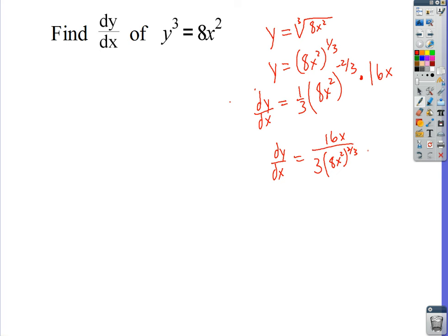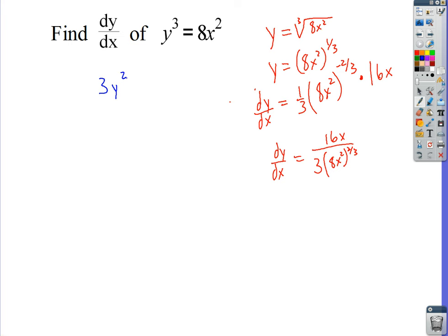But what if there's another way? And there is. I don't have to solve for y. What I can do is say from the very beginning, what happens if I were just to take the derivative of y cubed? It's okay, we can do that. If I take the derivative of y cubed, I still have 3y squared.